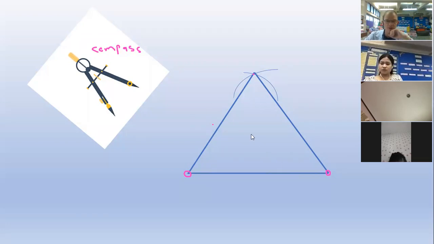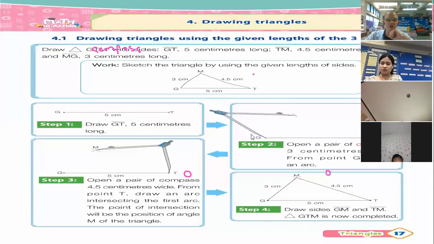Now this one is not perfect because I do not have all the necessary tools that I would need. But we have everything we need right here. So first things first, you can see on step 1, we draw a base, 5 centimeters. Here they say, draw a triangle GTM, where 5 centimeters for GT, TM 4.5, and MG 3. So GT is the 5 centimeters, we draw our line.